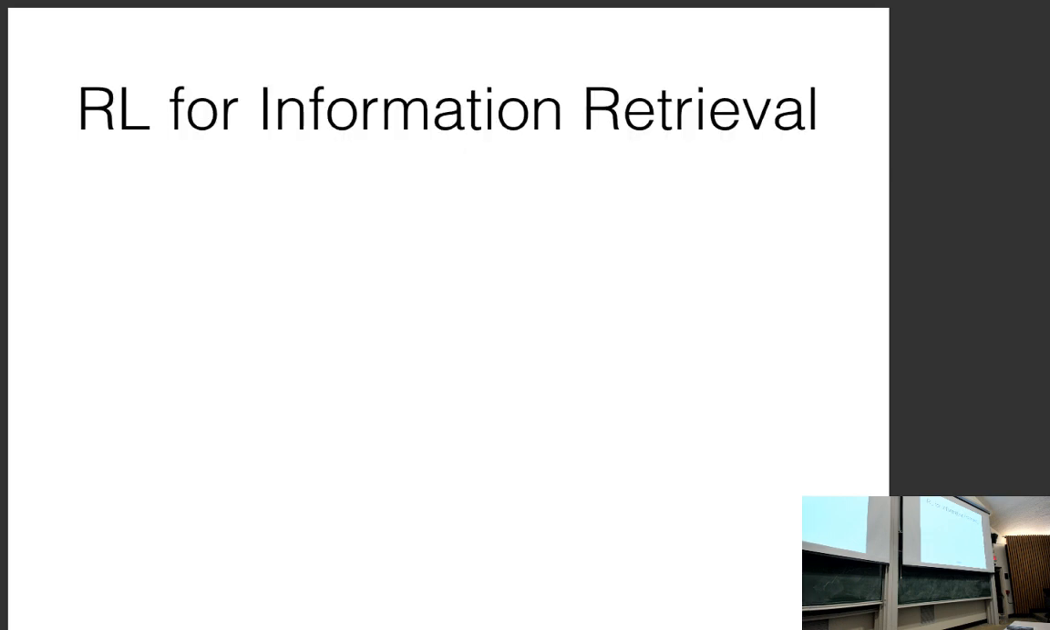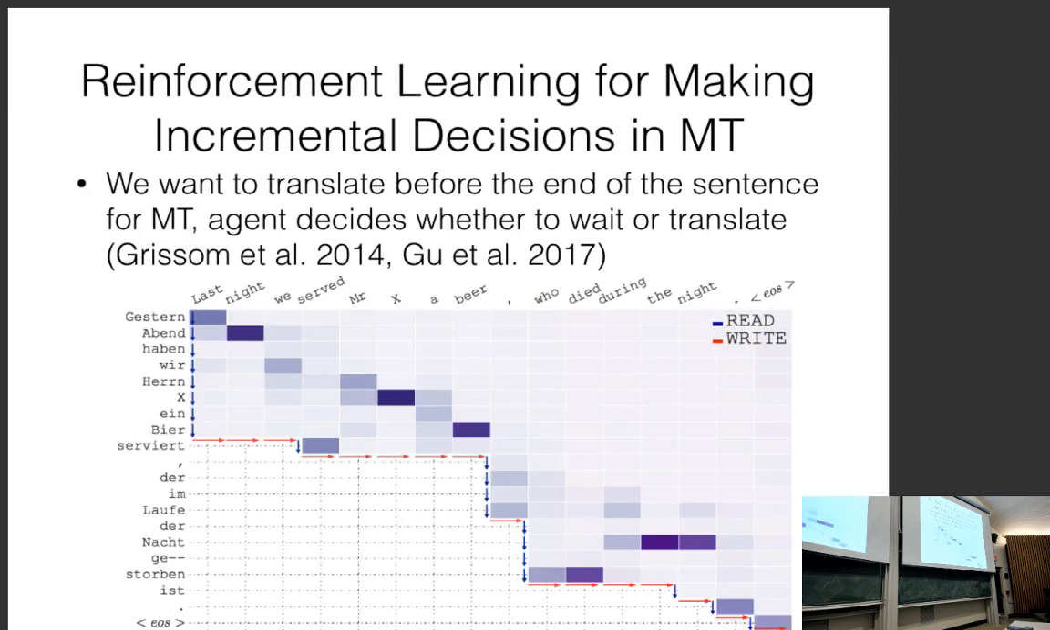Another cool example, this example is also from Regina Barzilay's group. I'll go back. What did the reward function look like here? That's a good question. So a simple reward function that you could think of would be BLEU score. And BLEU score would basically give you a better score for better translations. There's kind of a big problem with that in this context.